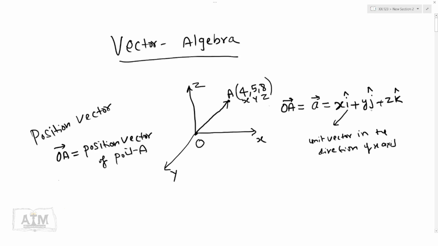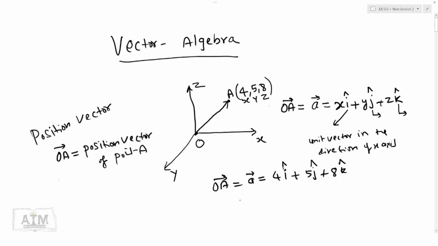Similarly, j cap is a unit vector along the y direction, y-axis, and k is a unit vector along the z-axis. So vector OA, that is the position vector of point A, that equals vector a, that equals xi, that is 4i cap plus 5j cap and 8k cap, because the x coordinate is 4, y coordinate 5 and the z coordinate 8. Therefore we write 4i plus 5j plus 8k. So this is the position vector of the point A.